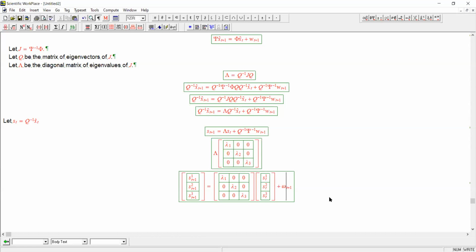Now everything looks neater. What we can see, as I was saying, is that we can unstack these as independent equations. S1 t plus 1 equals lambda 1 times this, times 0 plus this, times 0 plus this. So it just comes out to be s t plus 1 subscript 1 equals lambda 1 times this plus the first element of omega, whatever it is. The same is true of the second element here and the third element here.